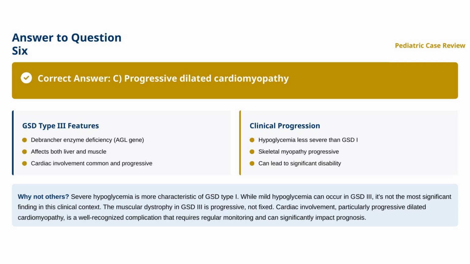Hypoglycemia in GSD type 3 is typically less severe than in GSD type 1 due to the ability to release some glucose from limit dextrin. The skeletal myopathy is progressive and can lead to significant disability. Severe hypoglycemia is more characteristic of GSD type 1. While mild hypoglycemia can occur in GSD type 3, it's not the most significant finding in a patient presenting with muscle weakness and elevated CK. The muscular dystrophy in GSD type 3 is progressive, not fixed, requiring ongoing monitoring and management.